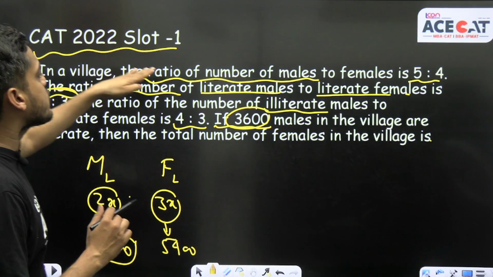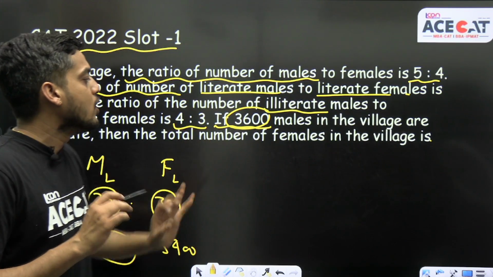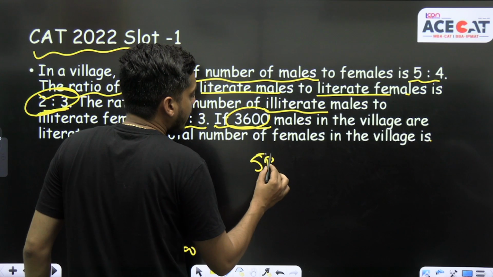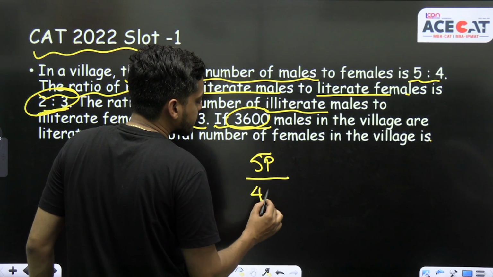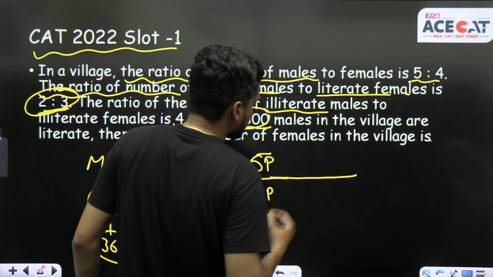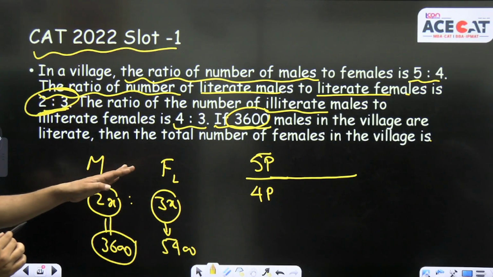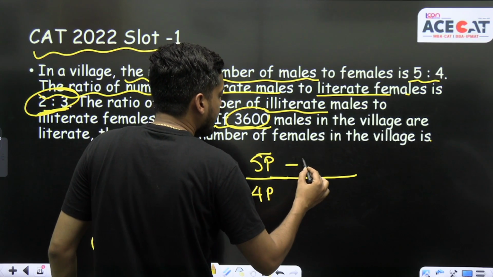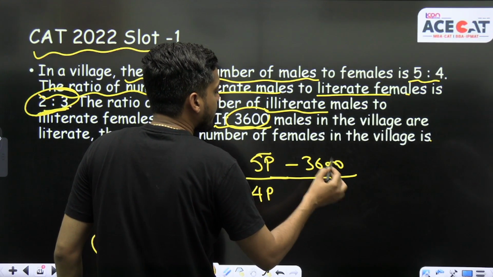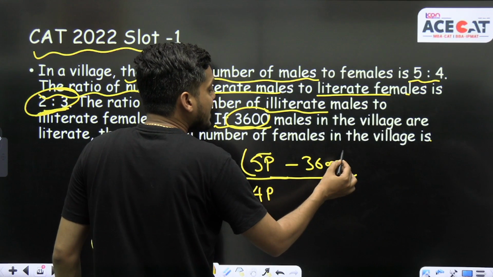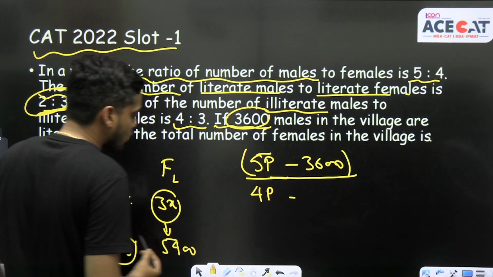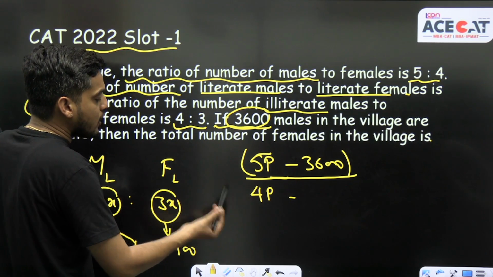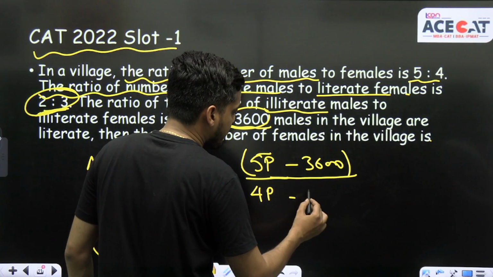So let's do that. In a village, the ratio of number of males to females is 5:4. So let's assume there are 5p males and 4p females. Can I assume like this? Definitely we can assume like this. 5p males are there and 4p females are there. If I subtract the literate males from the total number of males, this will denote illiterate males, and this will denote what? I am subtracting literate females from total number of females, so I will have 4p minus 5400.